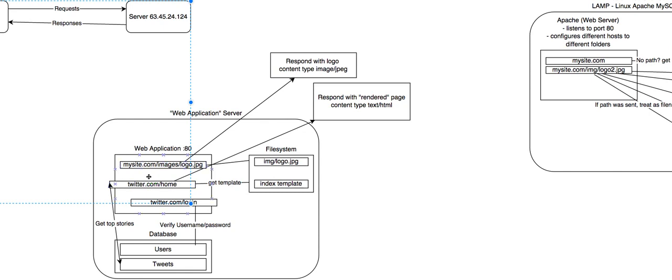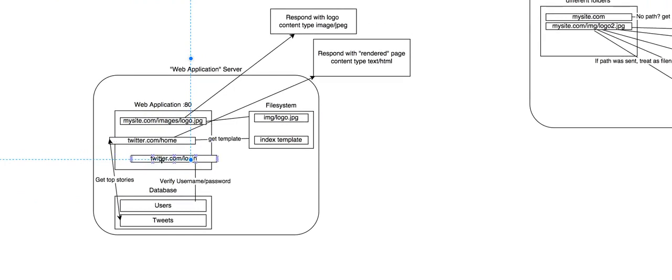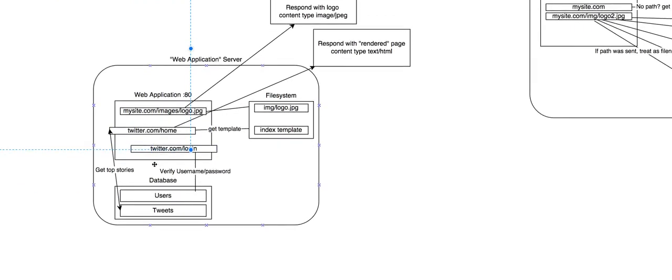If you request /images/logo.jpg, it's also smart enough to know that that's just a file. I can go grab that from the file system and send it back with a content type of image/JPEG. And so it also will reply to JavaScript requests. So say JavaScript makes a delete request, delete tweet ID 1.